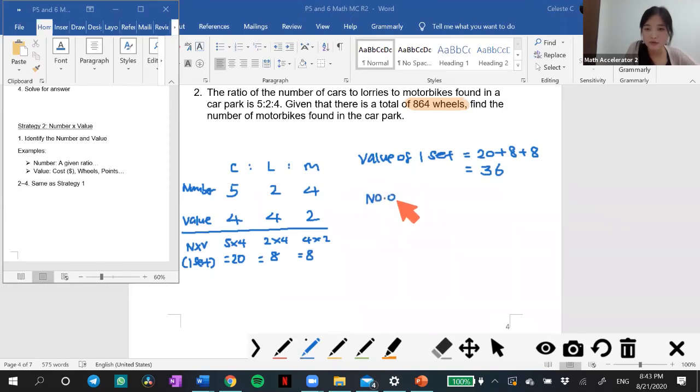So what's the number of sets? Total, okay, 864. Okay, apply the same thing. Total divided by value of one set. So what's the number of sets? Okay, thank you, Miranda. Yeah, 24.